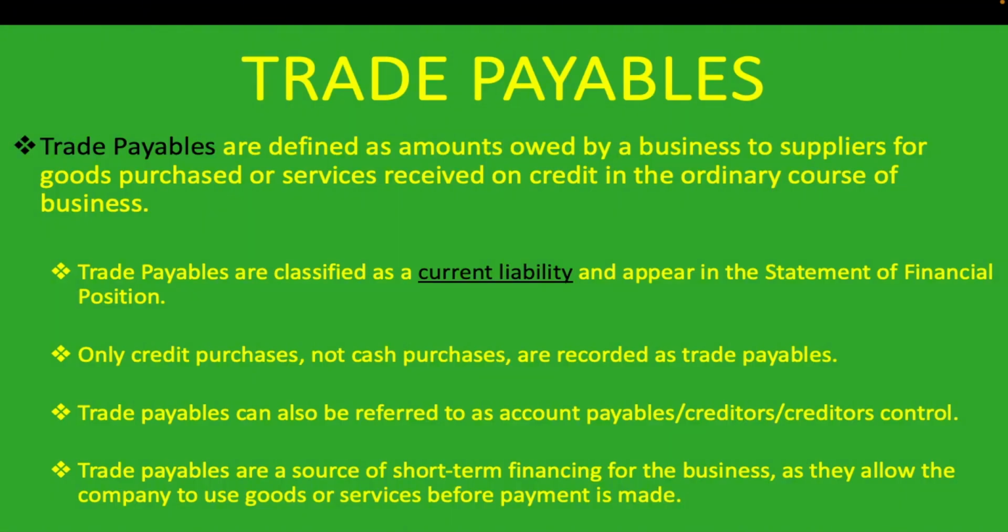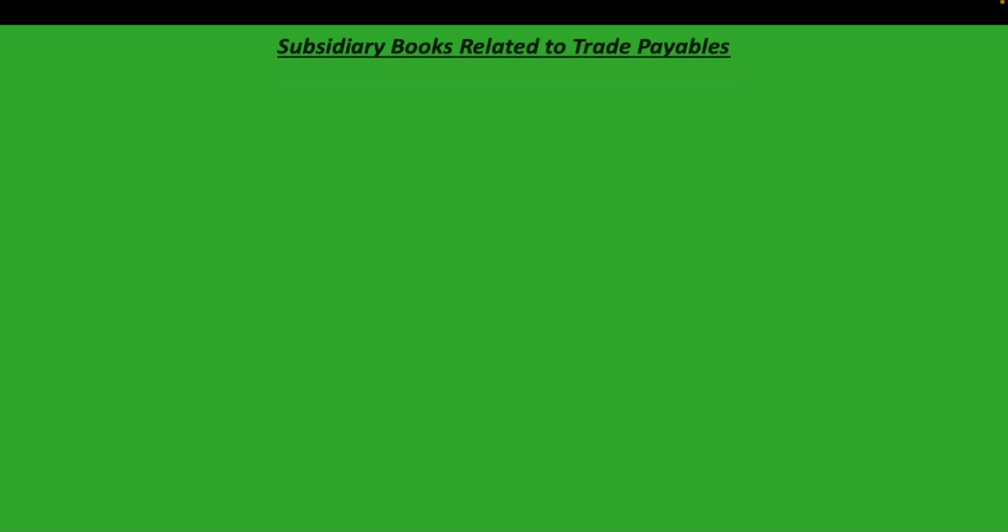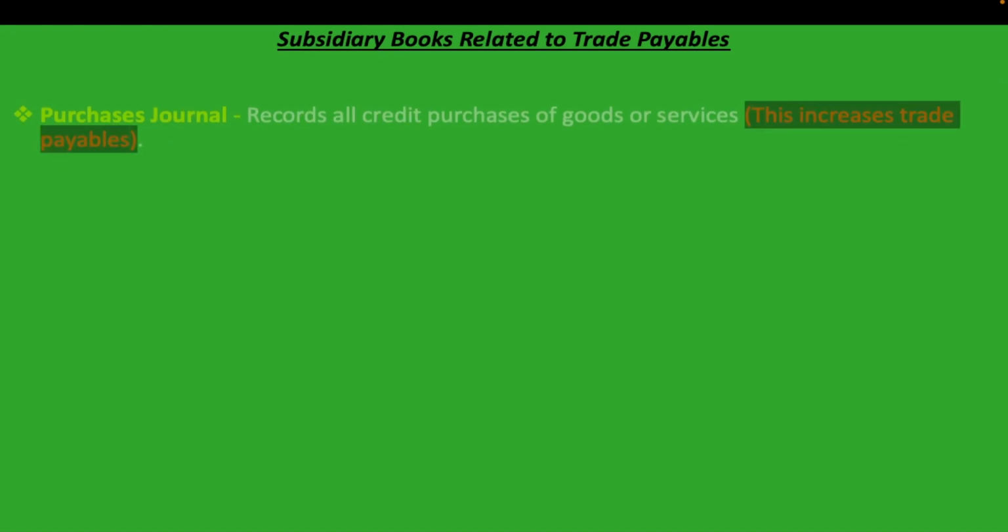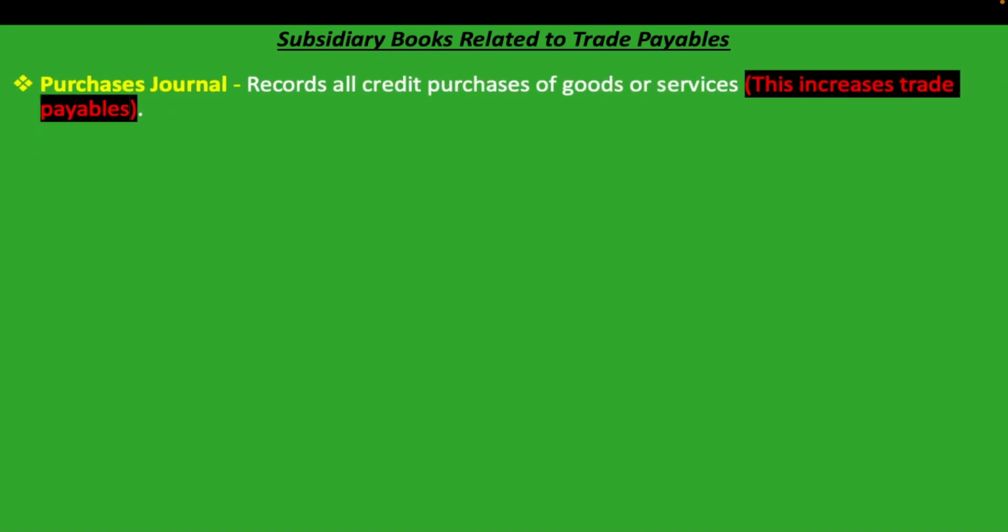And so this slide has just explained in a nutshell what trade payables is and what are some of the important things that pertain to trade payables. Now, what are the subsidiary books and ledgers that relate to trade payables specifically? Well, here we go. Firstly, the subsidiary books related to trade payables. The first one we have here is the purchases journal. And so if you want to create a journal for your trade payables, this would be one of them.